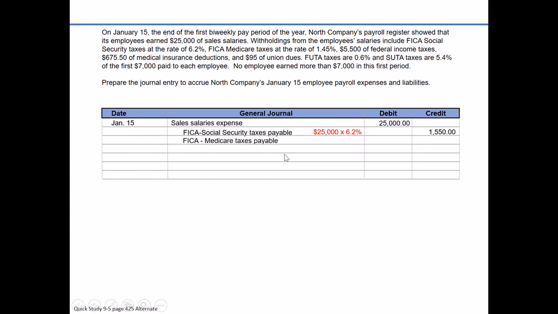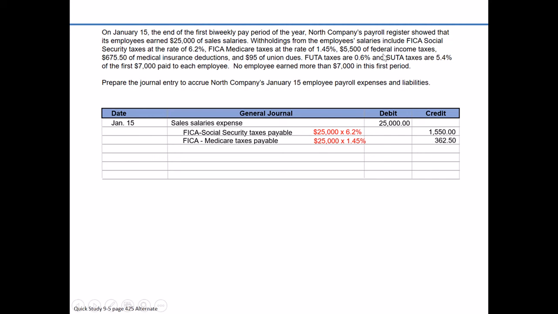FICA Medicare taxes are deducted at a rate of 1.45%. So we'll credit FICA Medicare taxes payable. You'll see a consistent payable indicating liability at the end of each of these accounts. We'll take $25,000 times 1.45% for a total credit of $362.50.